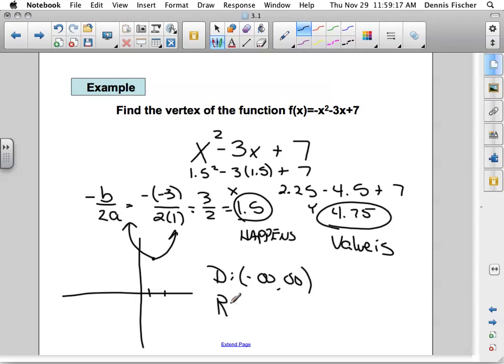And my range would be 4.75 to infinity. Why is it 4.75 to infinity? That's the lowest one. That's my lowest minimum value, right? Minimum value, and it goes up from there. So that's my range.